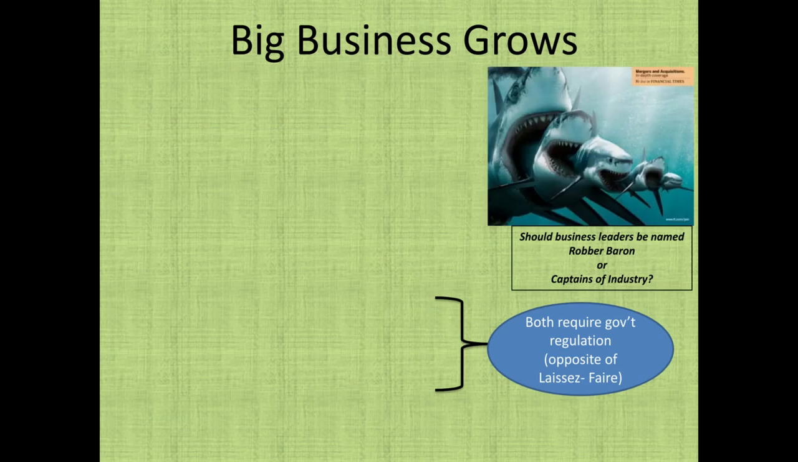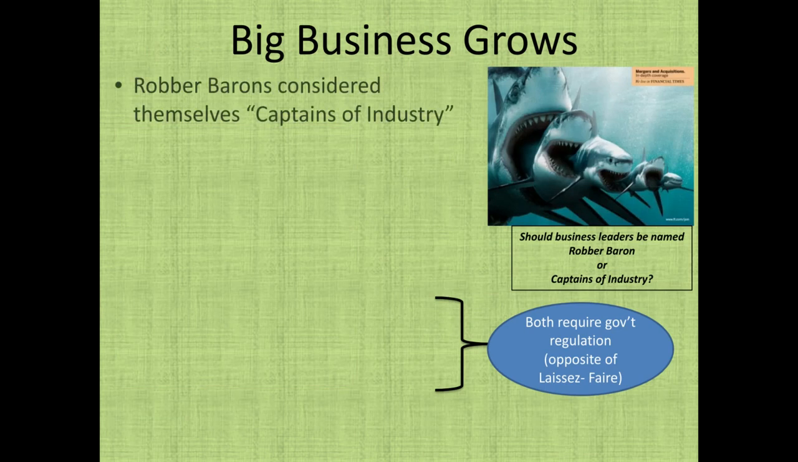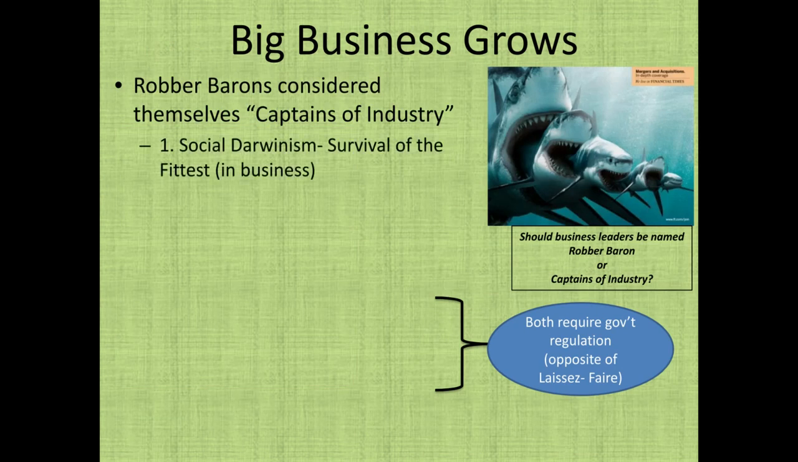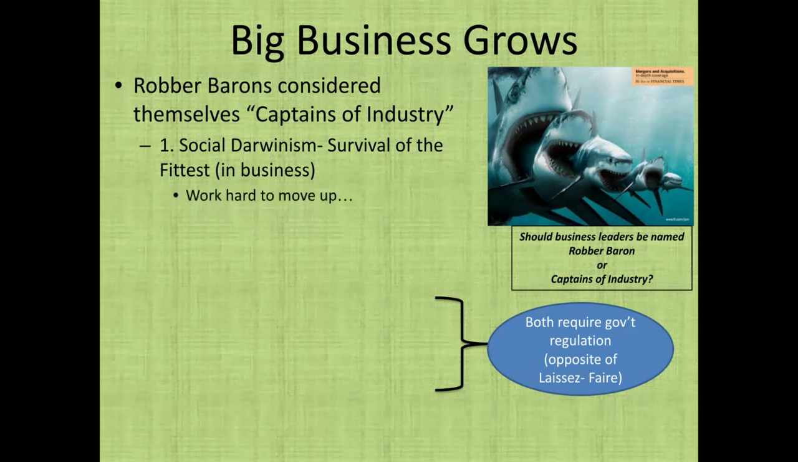So big business begins to grow. These robber barons began to call themselves the captains of industry because of their success. And one of the arguments that they had was they believed in social Darwinism. Of course, Charles Darwin, the theory of evolution, the survival of the fittest. They were saying that this was survival of the fittest in business, that eventually these smaller businesses should be forced out to make way for these bigger businesses to offer more things. But social Darwinism was what these guys really practiced. They thought that you could work hard, you could move up, that only the strong shall survive.